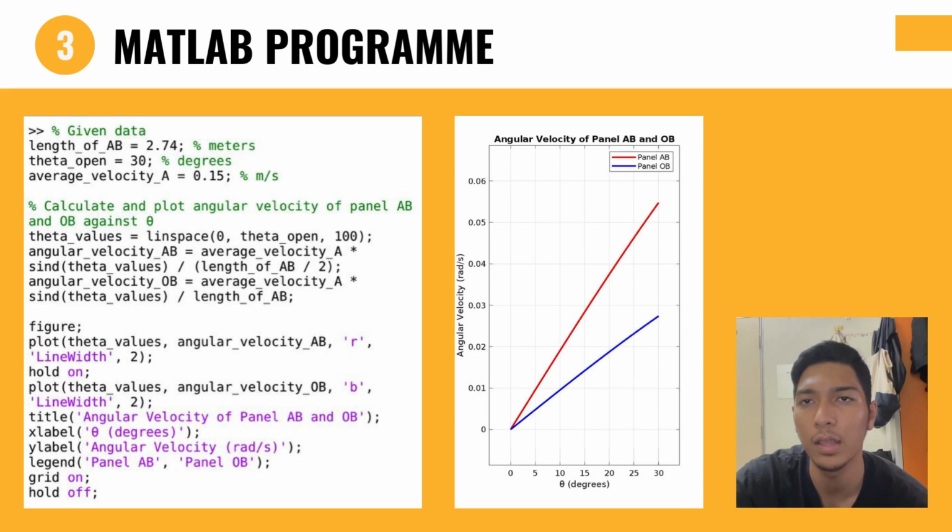For the graph title, yes, angular velocity of panel AB and OB, and at the x-axis we have degrees, and at the y-axis we have angular velocity, which is in rad per second. So this is our coding for MATLAB. Thank you.